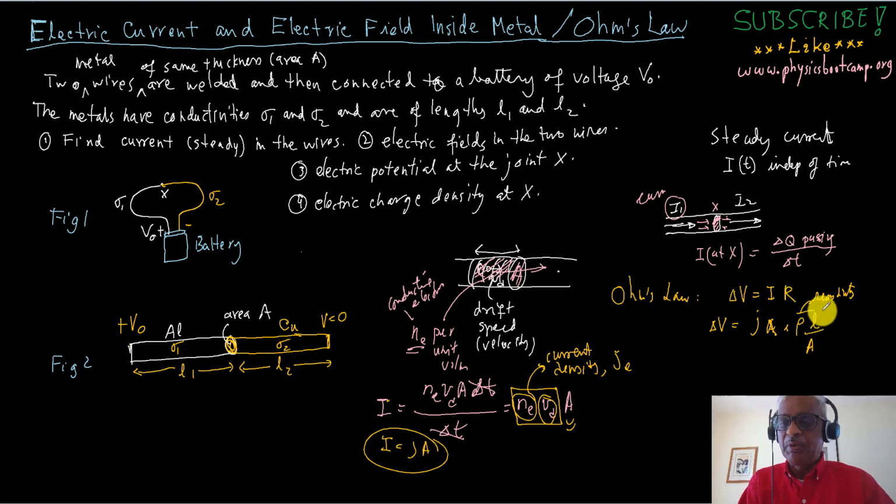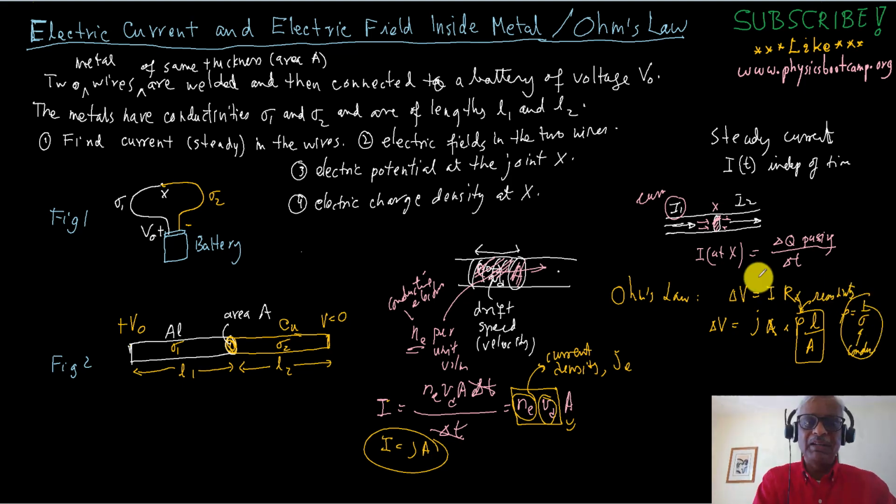You probably remember this. This is a formula for resistance, and this rho is 1 over conductivity. So this is conductivity. These are some of the things that you might need to solve this problem.